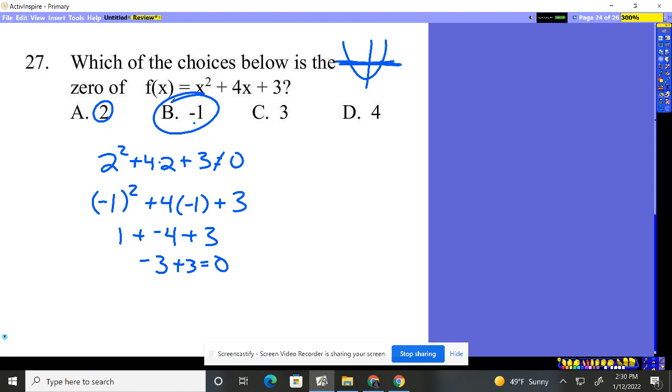None of the others will work. I'll tell you that right now. There is a second point since it's a parabola, but when I plug 3 in, that's all going to be a bunch of positive numbers. Plug 4 in, it's all going to be a bunch of positive numbers. Nothing's going to work. So B, -1, is one of the zeros to that equation.